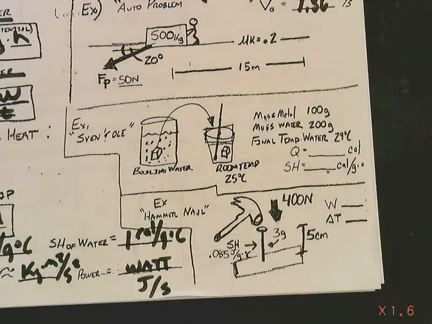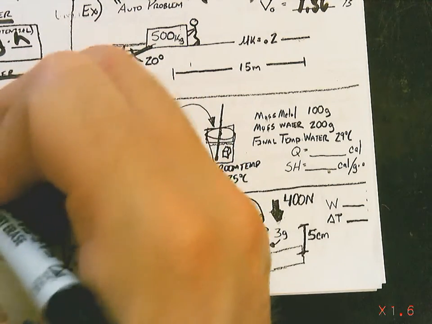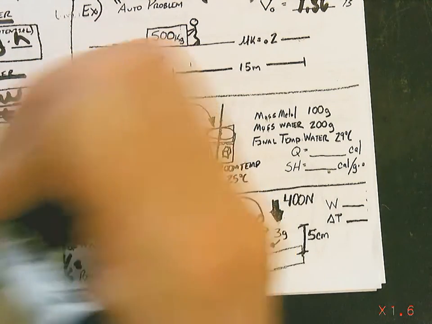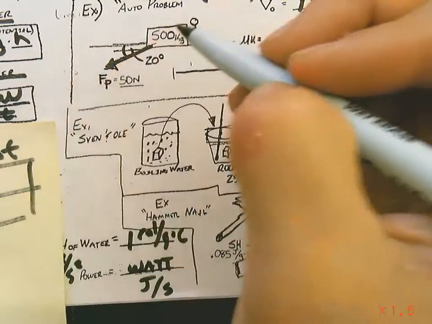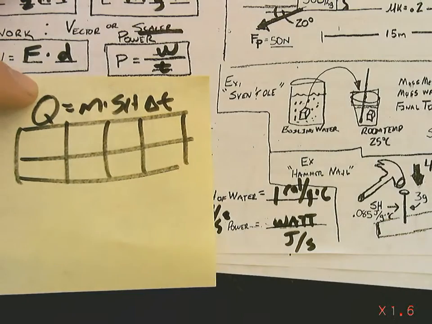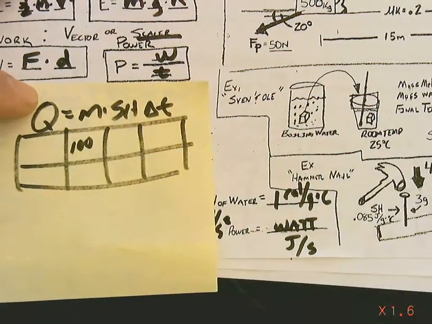So for the Sven-Oli problem, we're solving for the specific heat of an unknown metal. So we're going to use the heat equation, MSH delta T. We're going to set it up twice. We're going to do a little transfer of heat. It says the mass of the metal was 100, so we'll put the metal on top. Mass of the water was 200.